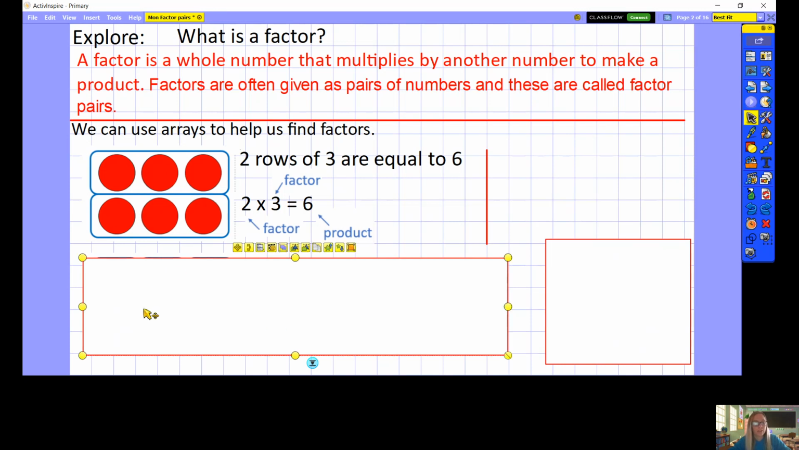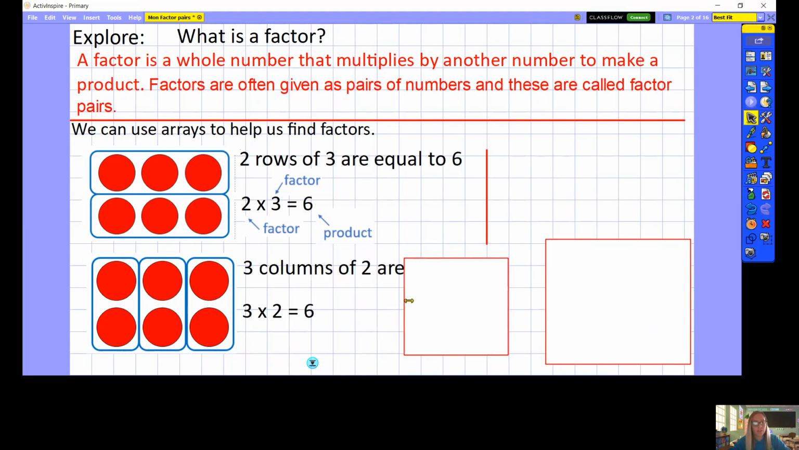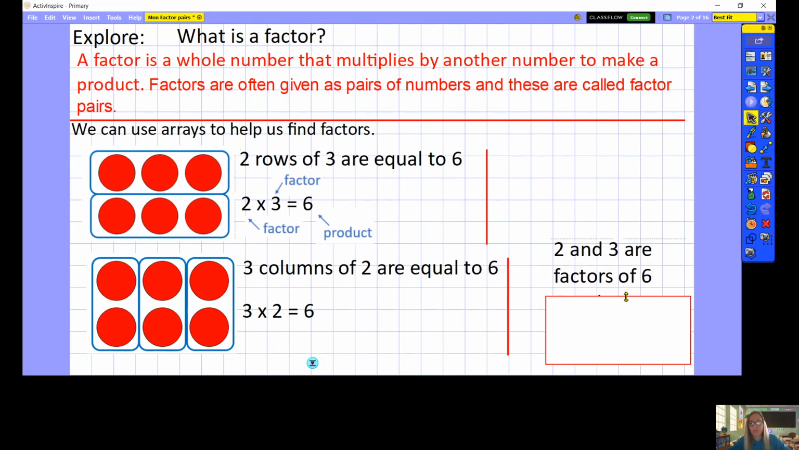These counters can be arranged slightly differently. So here I've got 3 columns of 2 counters. So 3 columns of 2 are also equal to 6. So 3 times 2 equals 6. 2 and 3 are factors of 6.